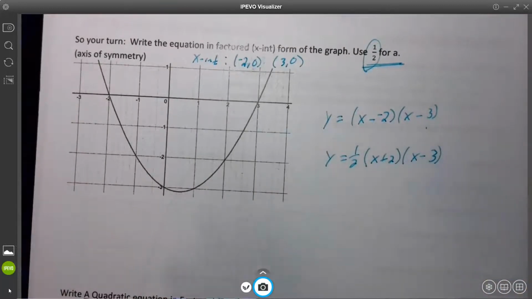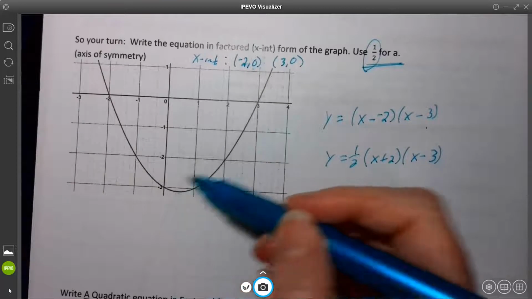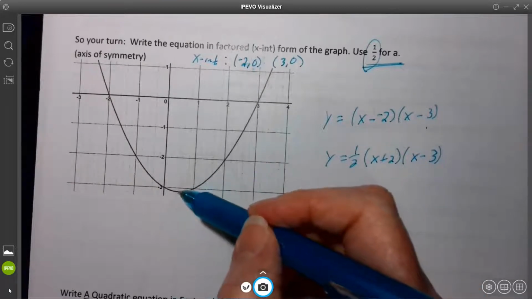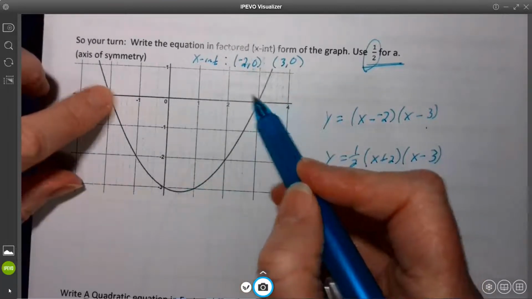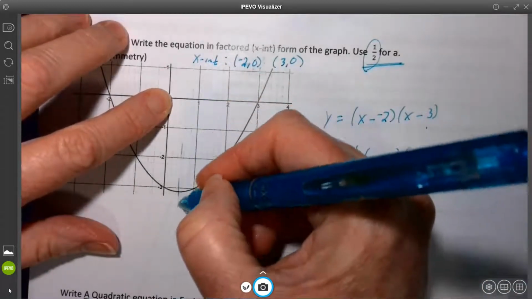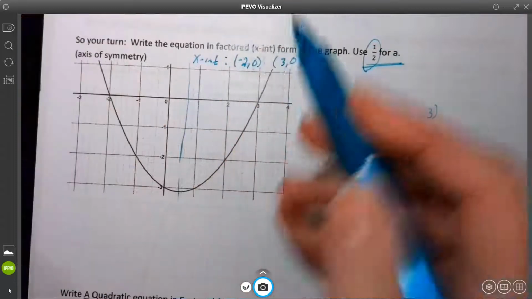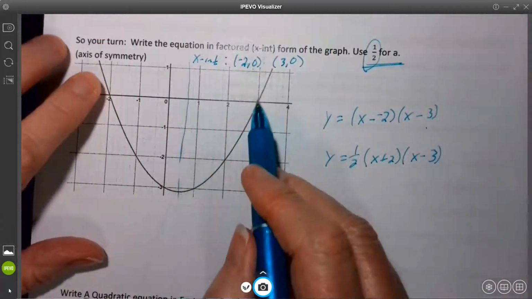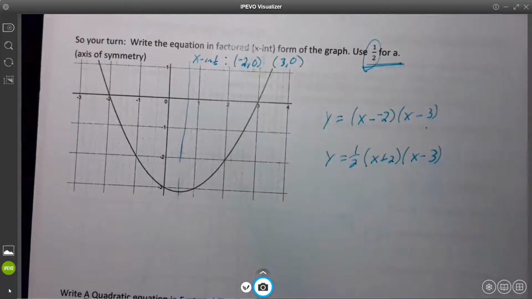Now, we haven't spent a lot of time with a, but you can see how here's your vertex right here, okay? And the vertex is always halfway in between, so my vertex would be about right. Here's my axis of symmetry, right there, because it's halfway in between. My vertex is halfway in between. We're going to use that in just a second.